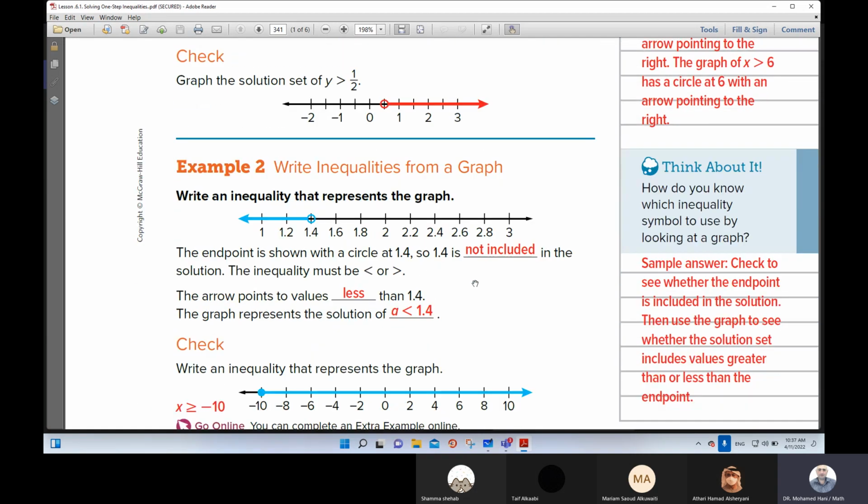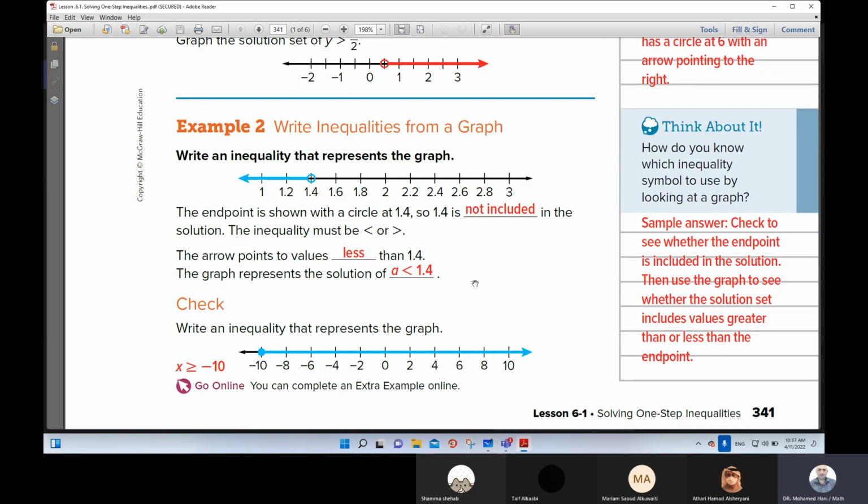The second idea, write inequalities from a graph. For example, write an inequality that represents the graph. We have this graph as you see. The end point as you see here is 1.4. Look here. Note here we have an open circle. When you have an open circle, it means this value is not included in the solution. So in the sign we don't have equals. We have just greater than or less than.